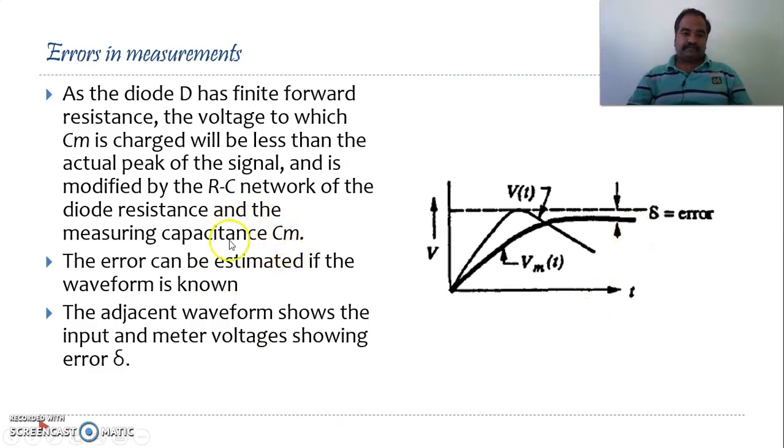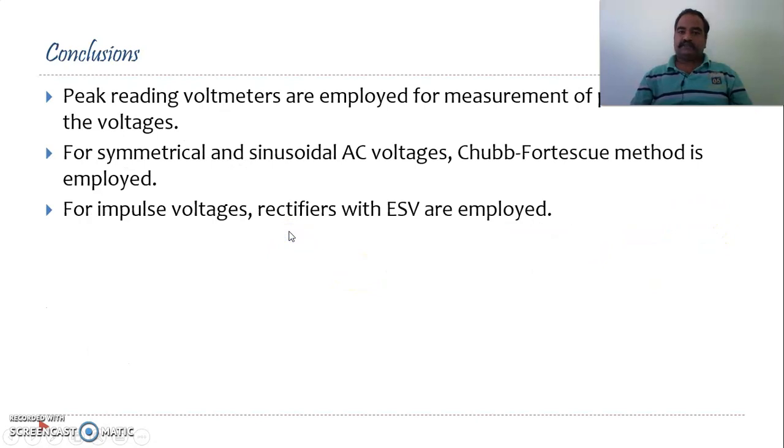So, the error can be estimated if you know the diode voltage drop. See, this is the error. So, the conclusions are: peak reading voltmeters are employed for the measurement of peak values of the voltages. For symmetrical and sinusoidal AC signals, the Chubb-Fortescue method is employed. That meter is called a series capacitance peak voltmeter. For impulse voltages, a rectifier circuit with ESV is basically employed.